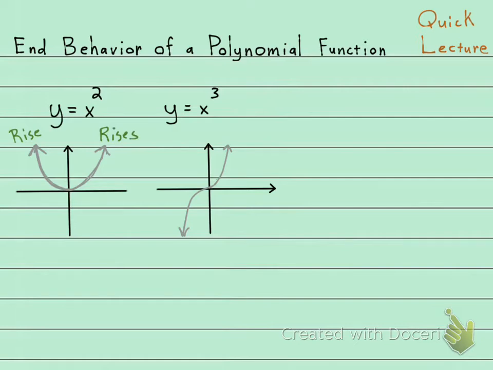So if you see an even exponent, if your leading term is an even exponent, it's going to rise to the left and rise to the right, assuming that you have a positive coefficient.